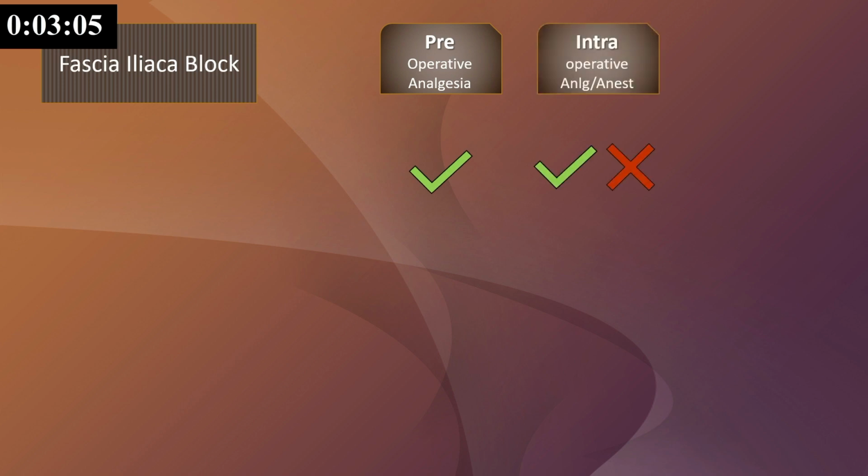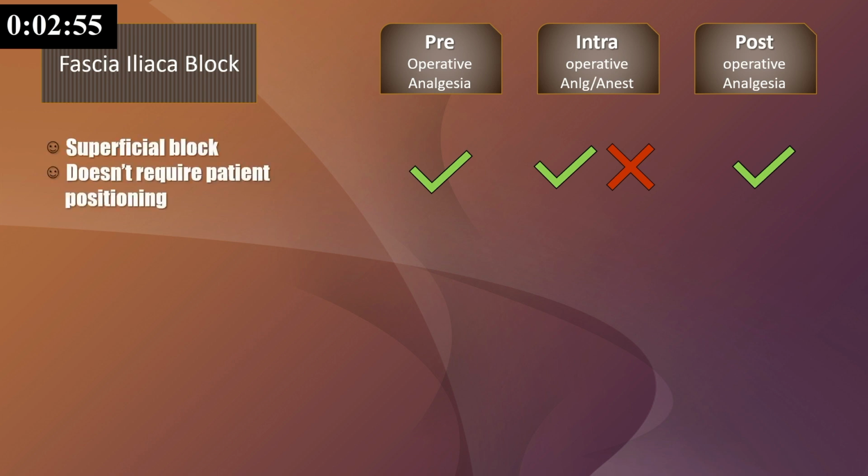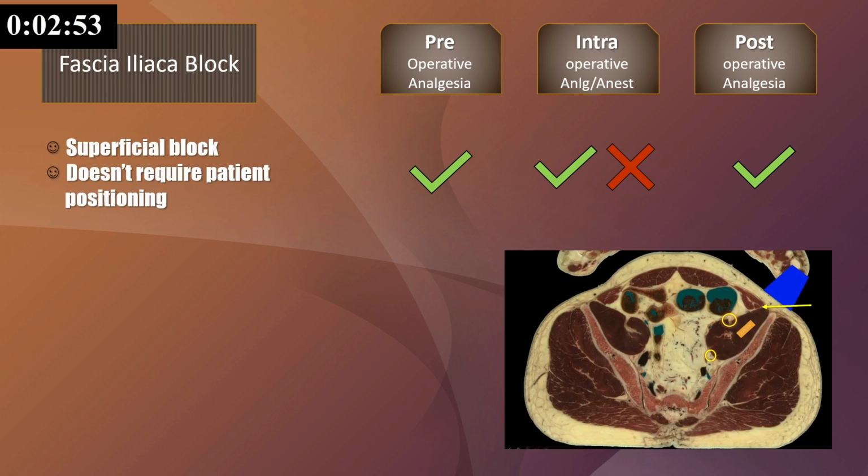You can use it pre-op, you can use it intra-op for analgesia, definitely not for anesthesia. And again, you can put in a cath, or you can do the block for post-op analgesia. It's superficial. And the best part about these blocks is you don't need to reposition the patient. The way they're lying, anywhere in the hospital, you can put in a block.